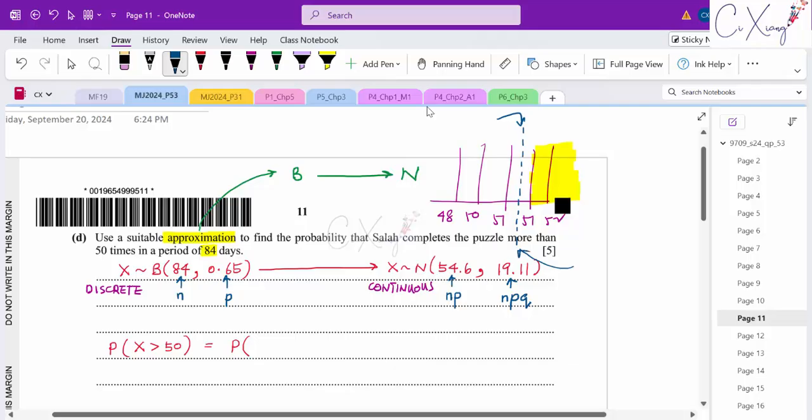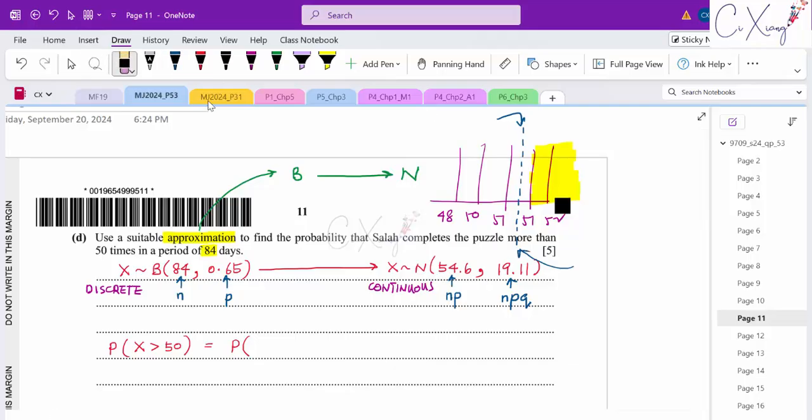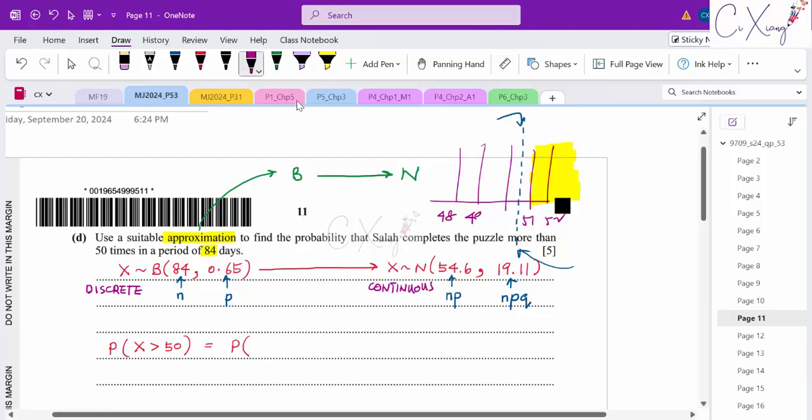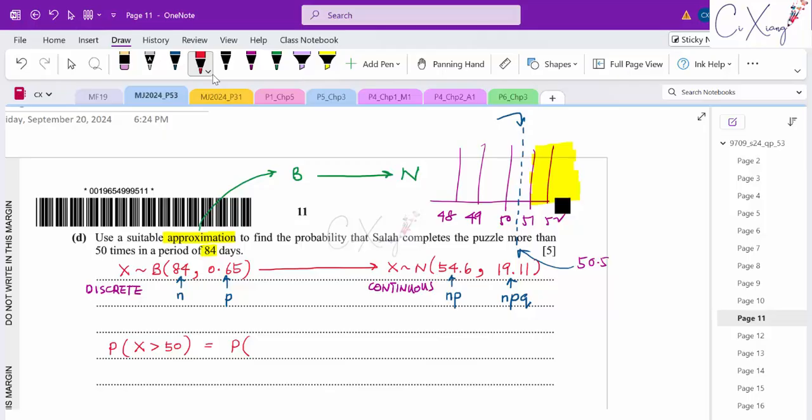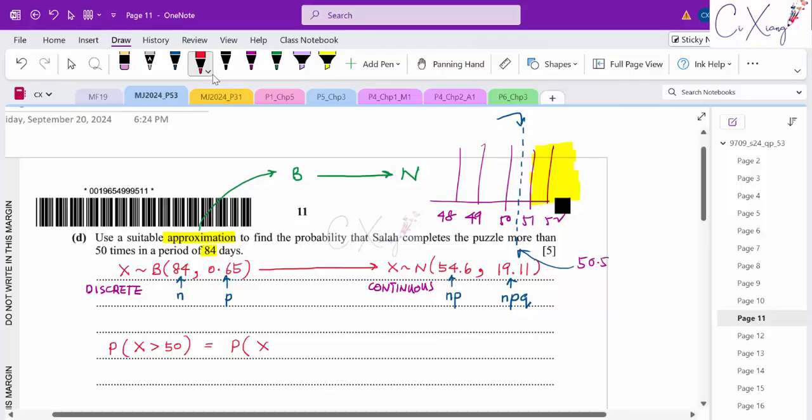It is between, I labelled it wrongly, right? So it should be between 50 and 51. Therefore, the value should be 50.5. Okay, so this is a small technique that we can use to decide what your continuity correction is if you can't really remember, right? So x greater than 50.5. This is a continuity correction.